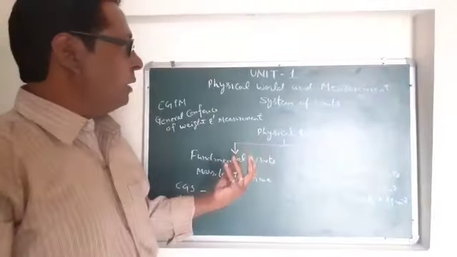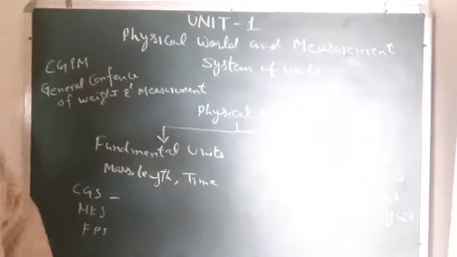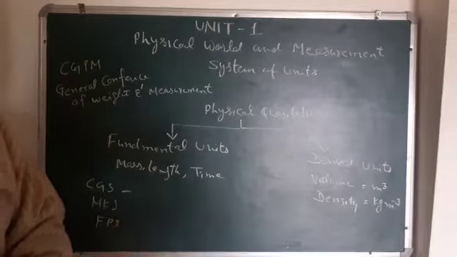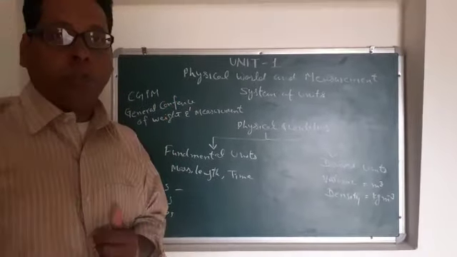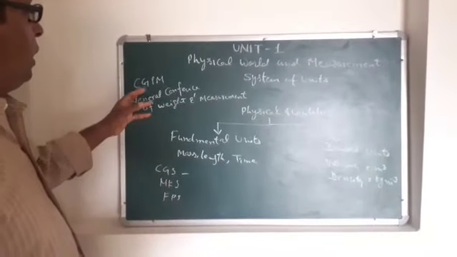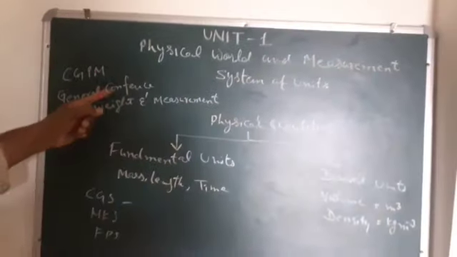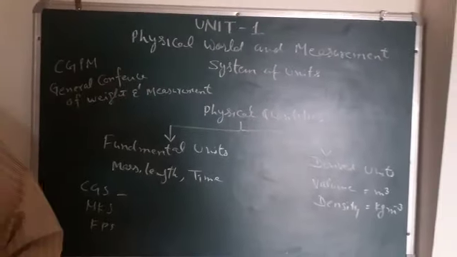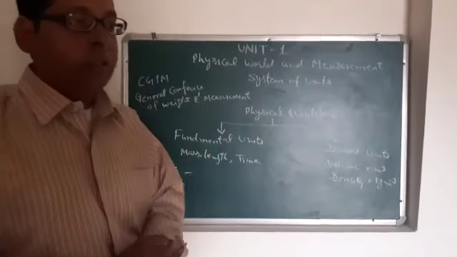Who decides the units? Basically, I am going to start with the system of units. So the question arises, who starts or decides a system of units? It is an association, CGPM, which means General Conference on Weights and Measures. This association decides the system of units.